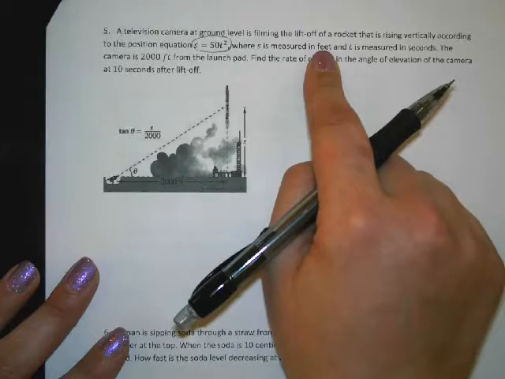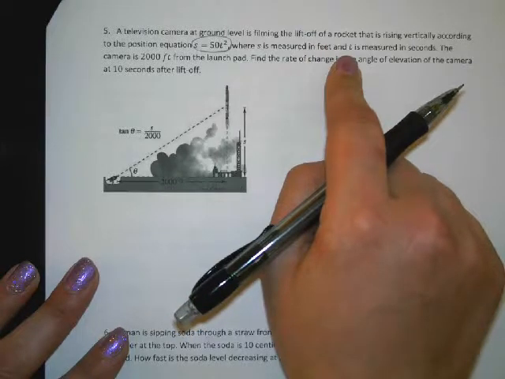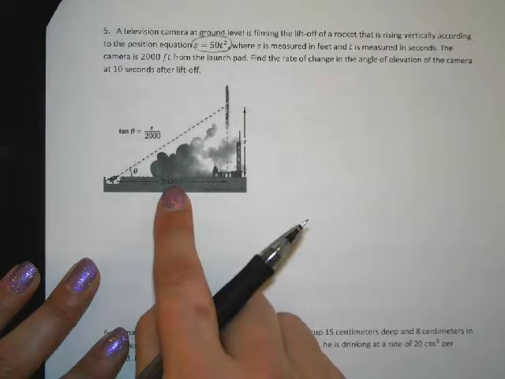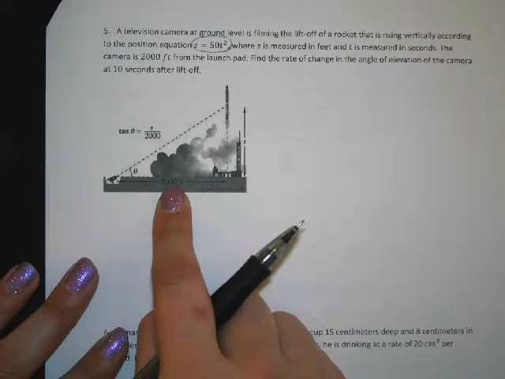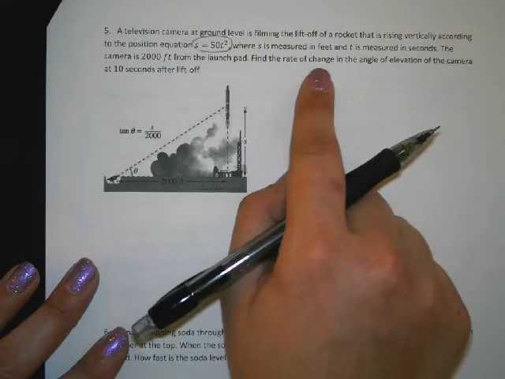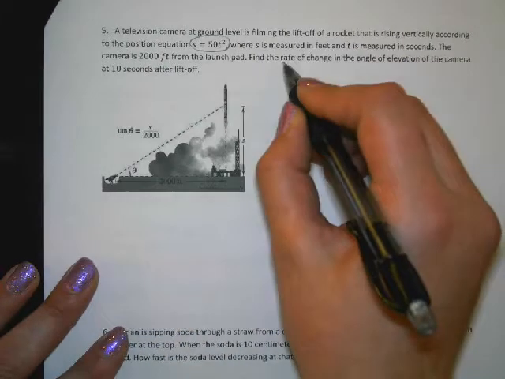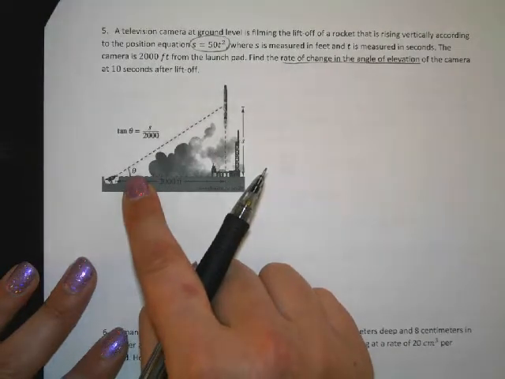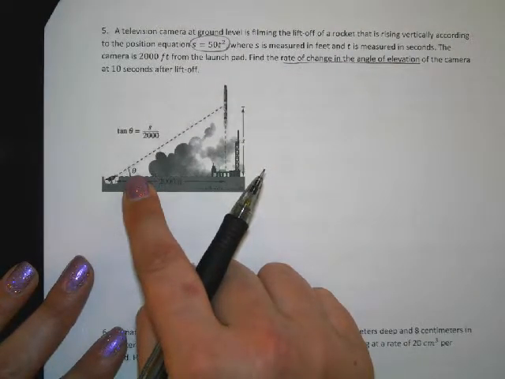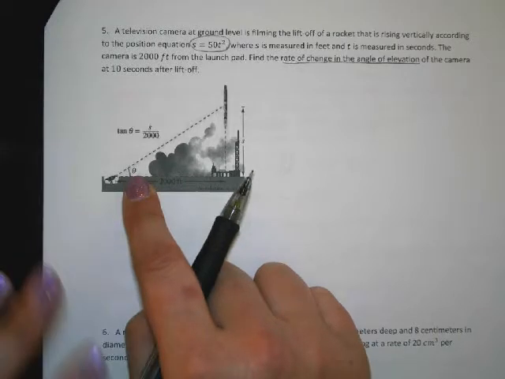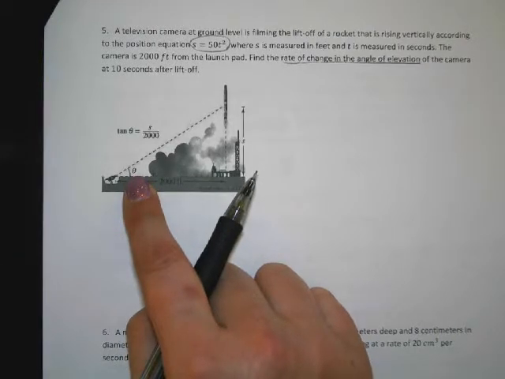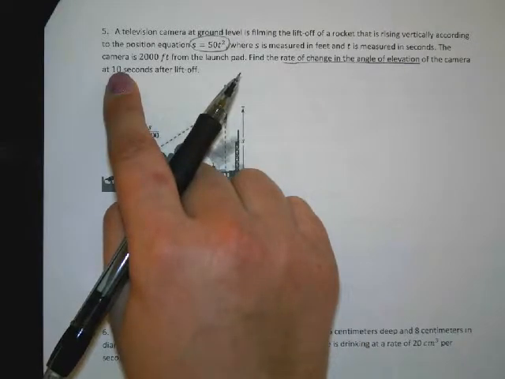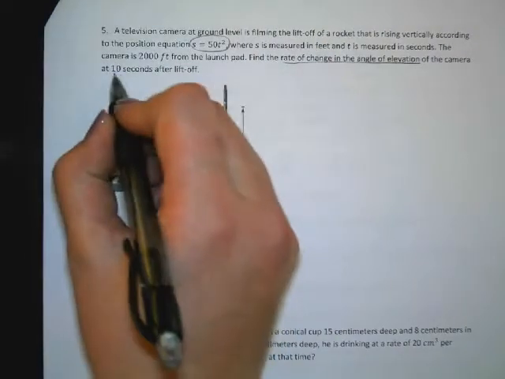S is measured in feet. T is measured in seconds. The camera is 2,000 feet from the launch pad. You can see that the 2,000 is kind of dark, but it's labeled right there. Find the rate of change in the angle of elevation of the camera. So you can see the angle of elevation is written as theta. So that means that we are going to be finding d theta dt. Okay? 10 seconds after liftoff, that means that t equals 10.